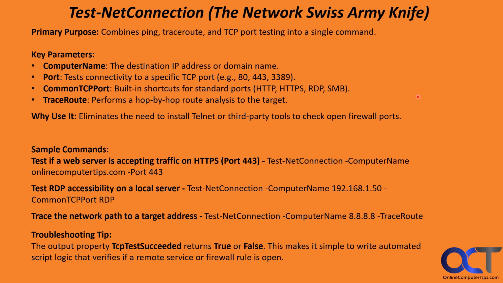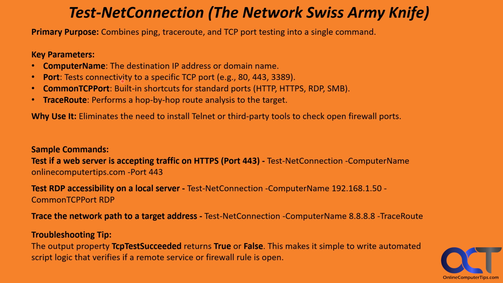All right, then we have Test-NetConnection. So this is the network Swiss Army knife because you can do a lot with it. So this combines ping, traceroute, and TCP port testing into a single command. All right, so here are the parameters that you use with it. So ComputerName, so the destination IP address or domain name. You could also use HostName as well.